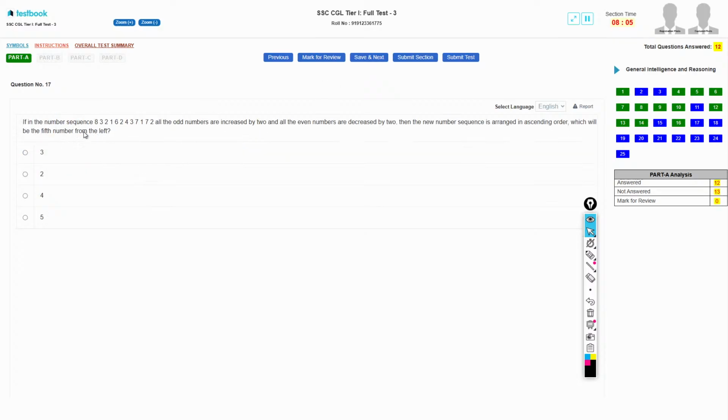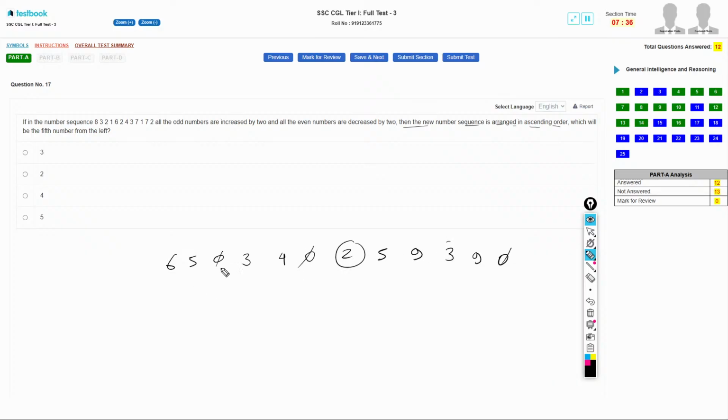In the sequence, if all the odd numbers are increased by 2, even numbers are decreased by 2: even minus 2, odd plus 2, even minus 2, odd plus 2, even minus 2, odd plus 2, odd plus 2, odd plus 2, even minus 2. Then in the number sequence arranged in ascending order, which will be fifth from the left hand? So 1, 2, 3, 4, surely, and 5. So 3.